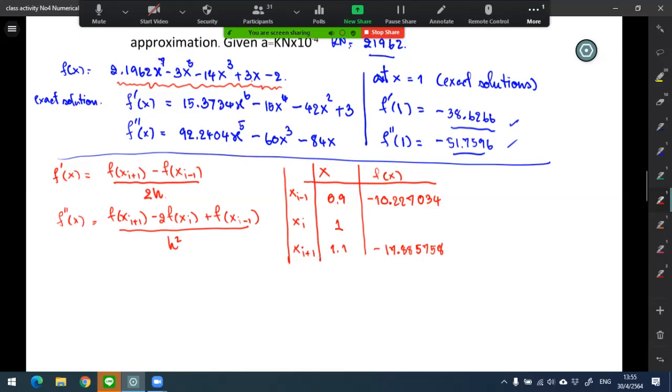Okay, the last one I will calculate for 1. When x equal to 1 is equal to minus 13.8038.